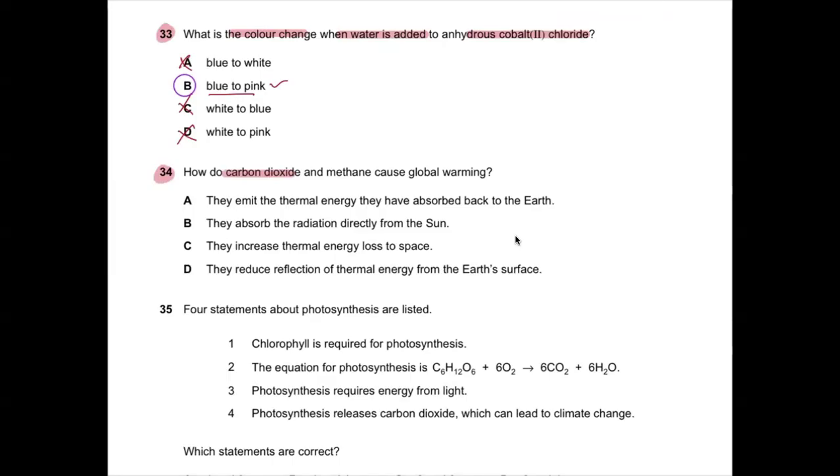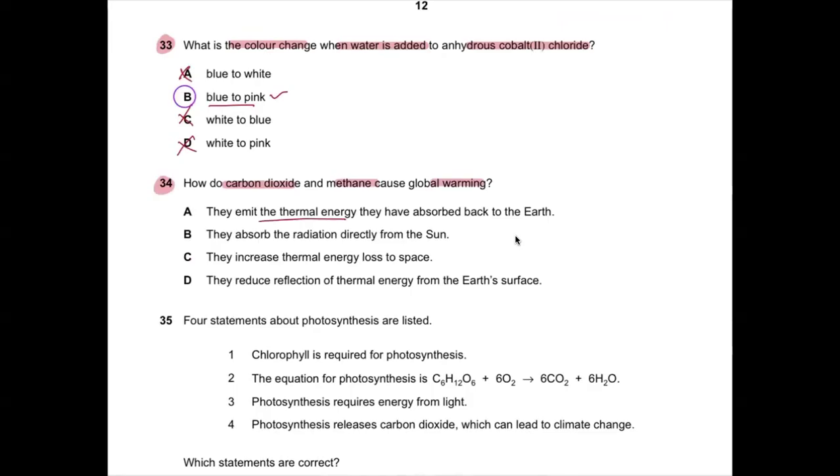34. How do carbon dioxide and methane cause global warming? Okay. They emit the thermal energy they have absorbed back to the earth. Yes. They absorb the radiation directly from the sun, so it doesn't have anything to do with global warming. It releases thermal energy. If it's lost to space, how would the temperature of the earth rise? So C is wrong. They reduce the reflection of thermal energy from Earth's surface. No. So basically the radiation which they absorb, they emit back to the earth. So A is the correct answer.